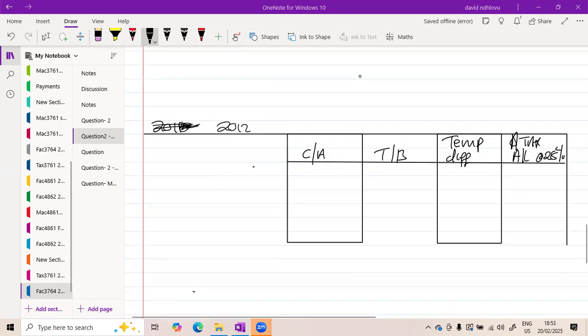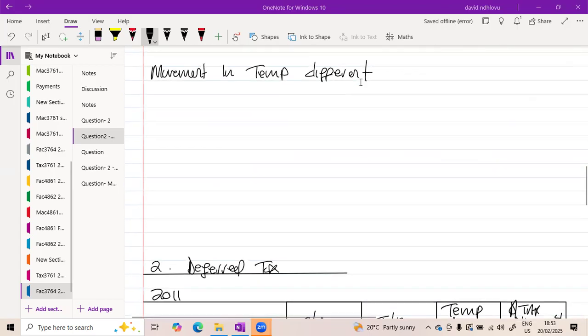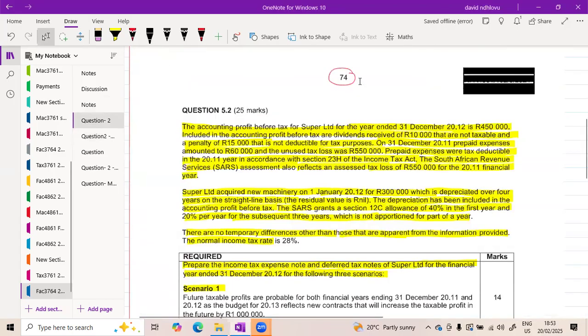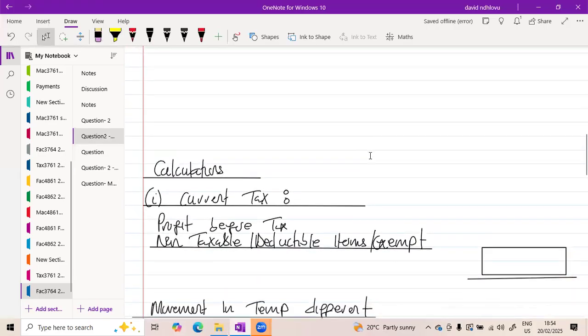Right, so we then have 2012, and then we'll calculate the movement. So let's go to the question. Let's see what the question is saying. So this is the information we want to do the note for income tax purposes. As usual, we always start by looking at the profit before tax. It says here the accounting profit before tax of Super Limited for the year ended 31 December, 450 Rand. So we then have our 450,000 Rand here.